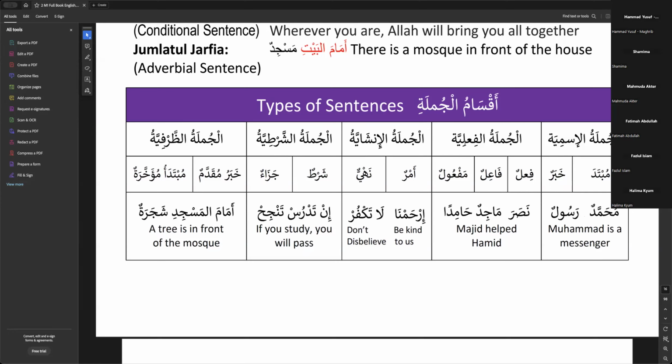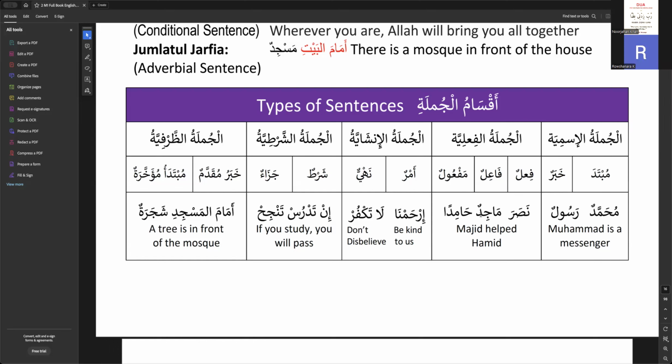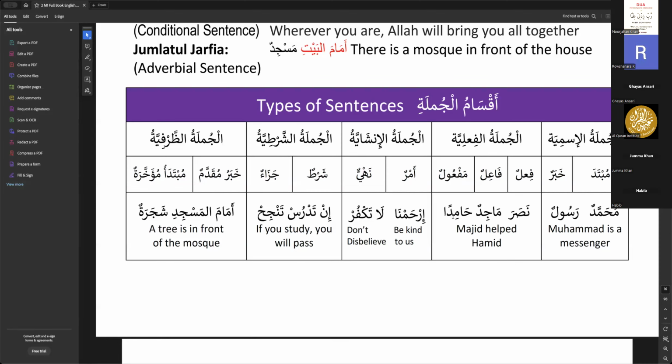Al-Jumlatul Fi'liya. Fi'l, Fa'il, Maf'ul. Nasara Majidun Hamidan. Nasara Majid helped. Now Nasara is fi'l. Okay? Majidun is an external fa'il. Normally Nasara means he helped. But when we put Majidun with Nasara, then we cannot say he helped Majidun. It will be Majid helped Hamidan, which is Maf'ul. Nasara is Fi'l, and Majidun is Fa'il.